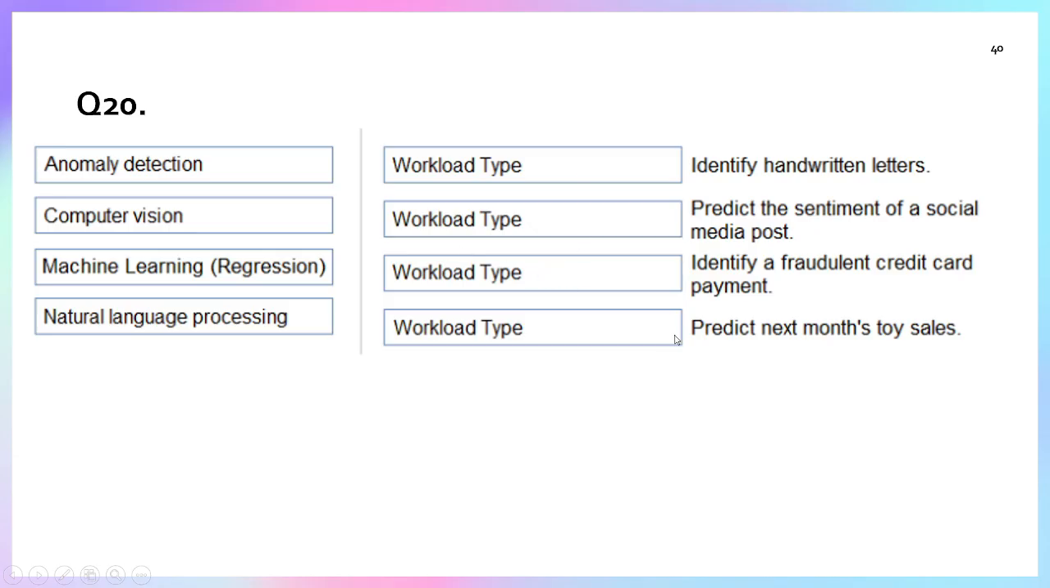Right. Now we have the next one. Predict next month's sales. That is part of regression, so machine learning. So which one is left? Computer vision. Computer vision will be mapped with identify handwritten letters and understand.